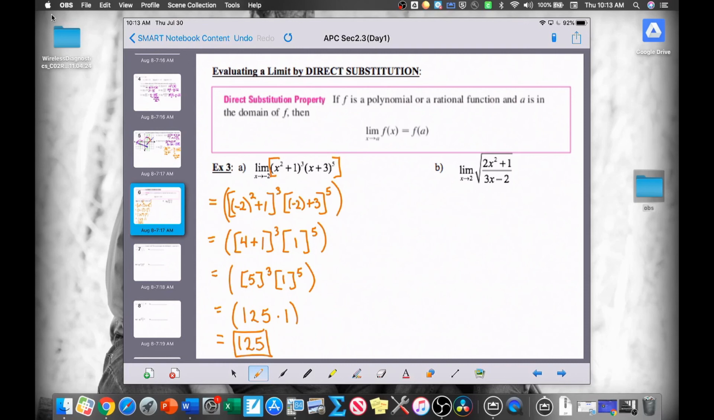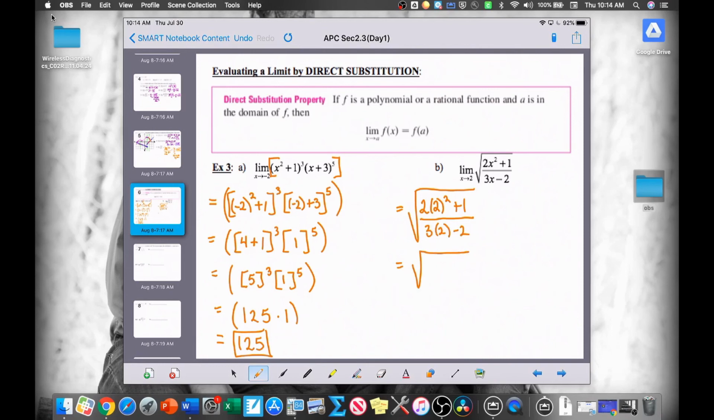In letter B, we're going to do the exact same thing. We're going to try to evaluate this limit by direct substitution. So we're going to plug in x equals 2. So we have our big radical, and then in the numerator, we're going to have 2 times 2 squared plus 1 divided by 3 times 2 minus 2.